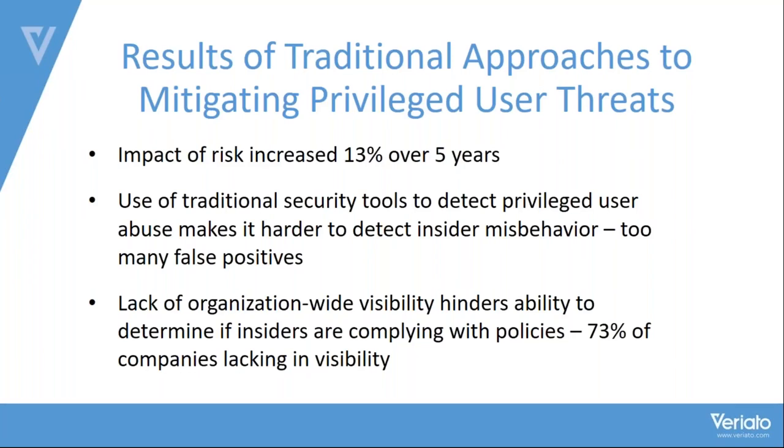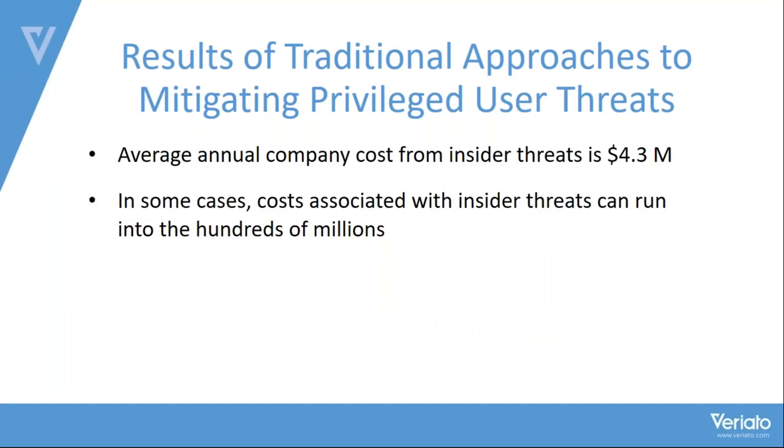Lack of organization-wide visibility hinders the ability to determine if insiders are compliant with policies. It says 70% of companies lack visibility into their employees. Average annual company costs for insider threats are around $4.3 million. And this is for each time something happens. You know, and it can escalate.